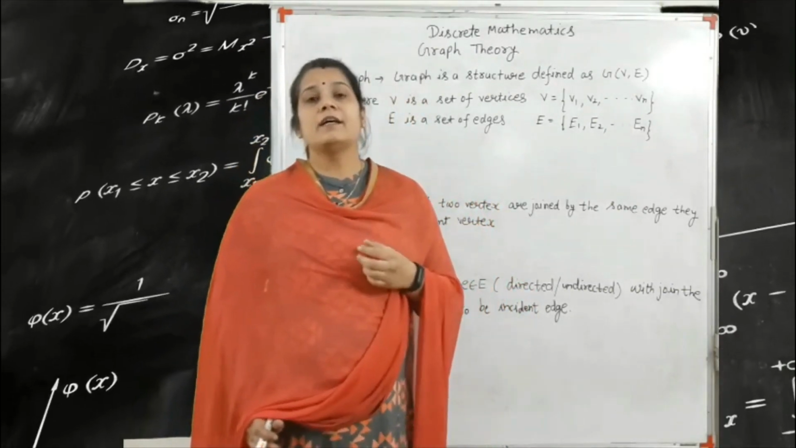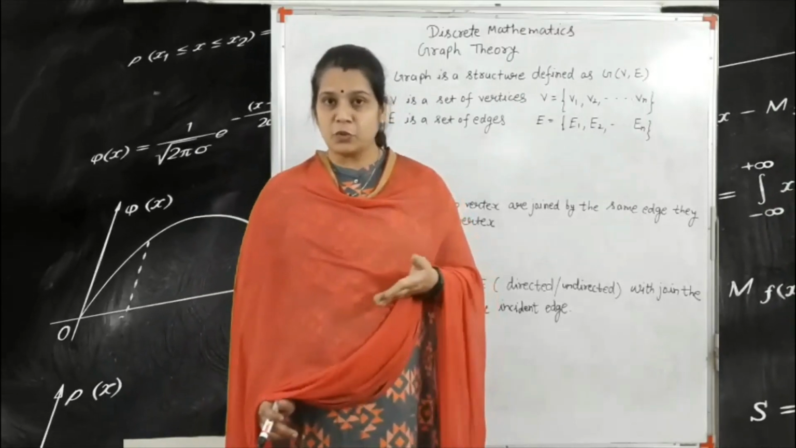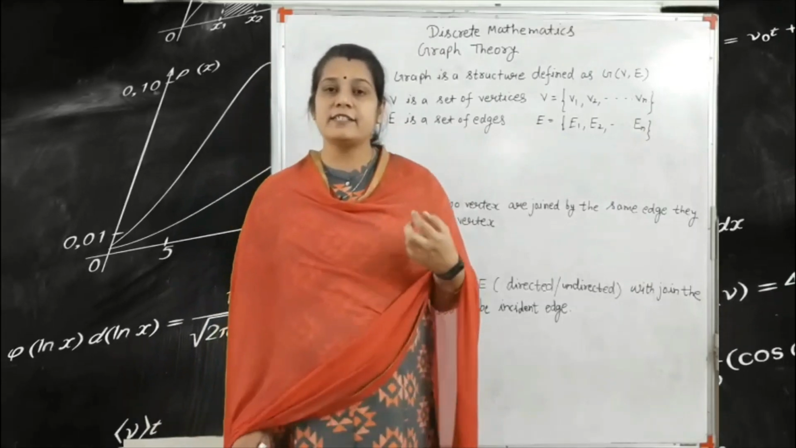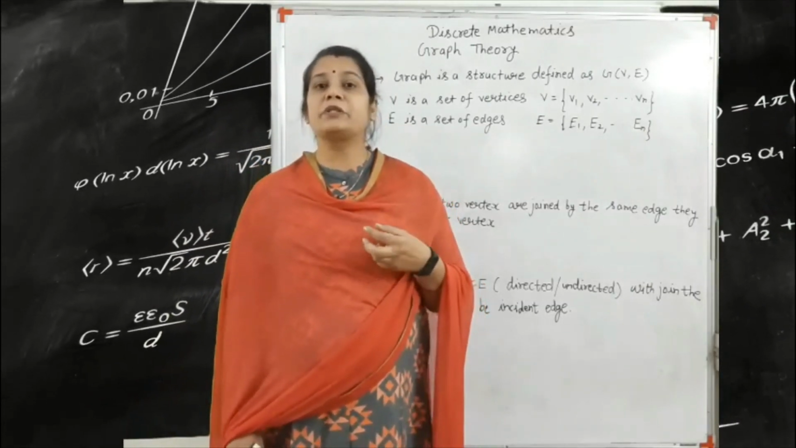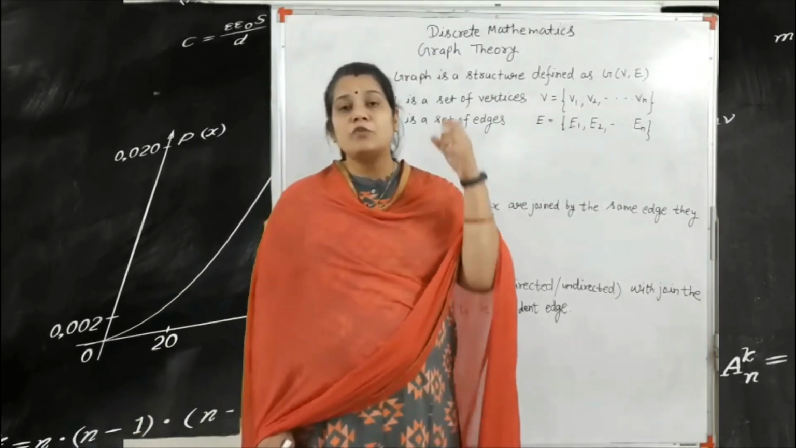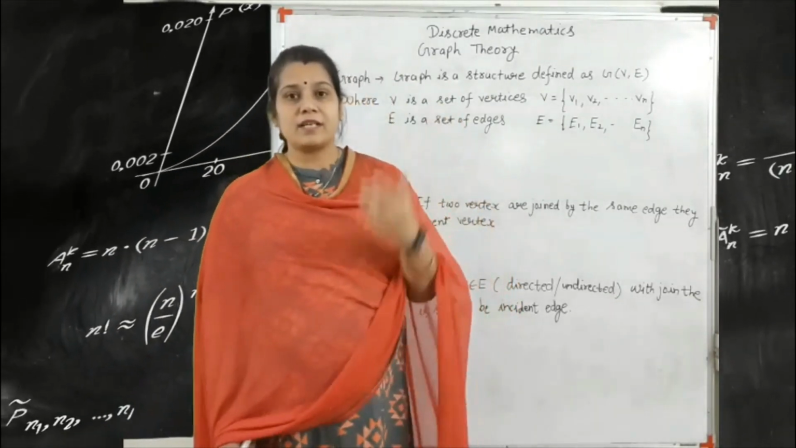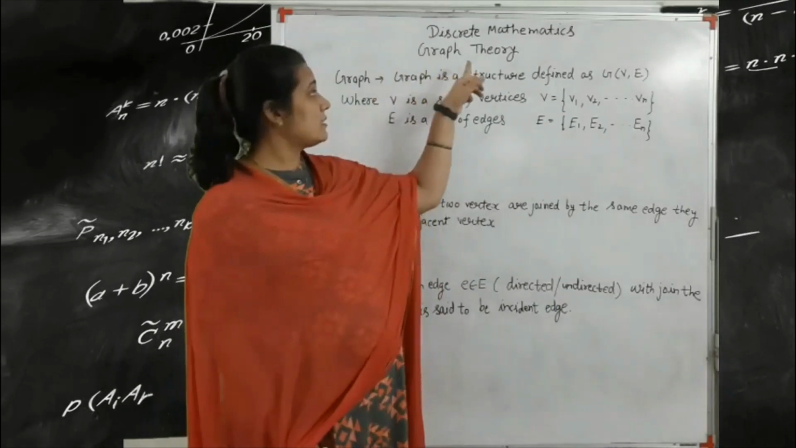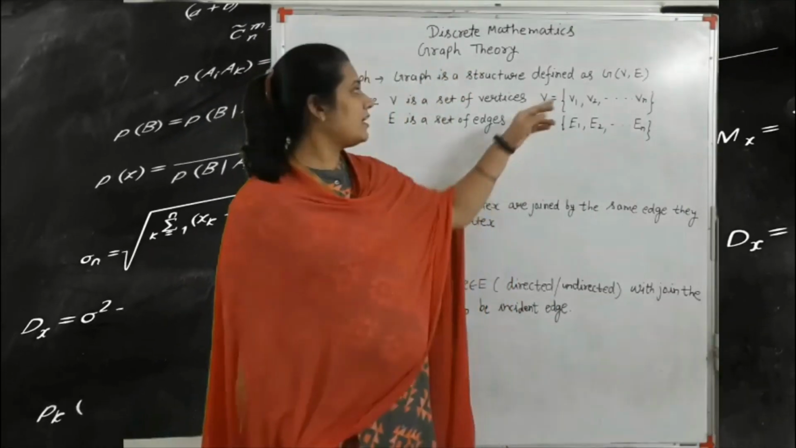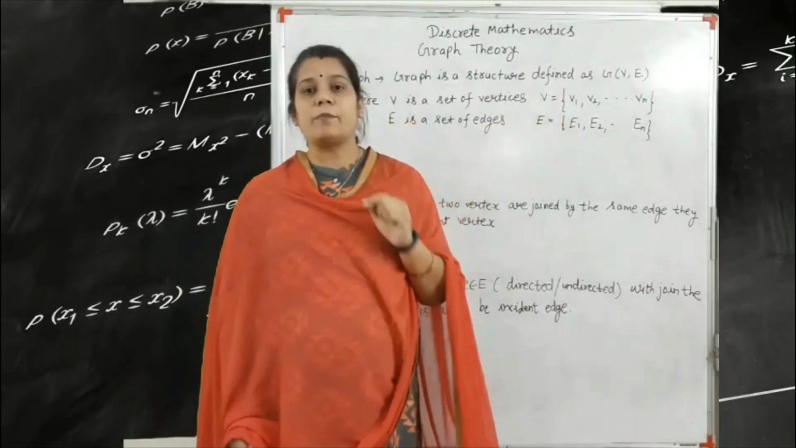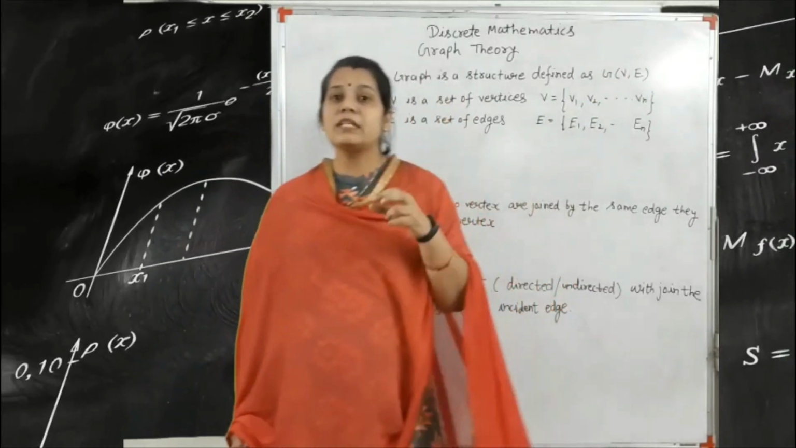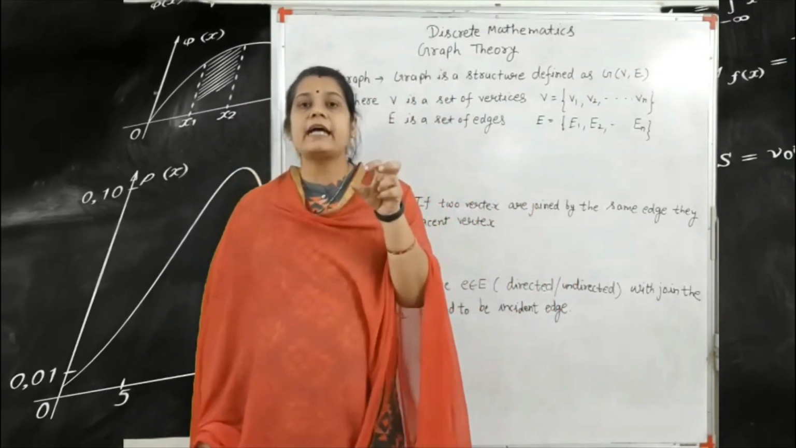Graph theory plays an important role in computer science, such as artificial intelligence, operating systems, computer graphics, logic design, etc. Okay, so what is a graph? Starting from graph theory, a graph is a structure defined as G = (V, E). G means graph, V means vertices, and E means edges.